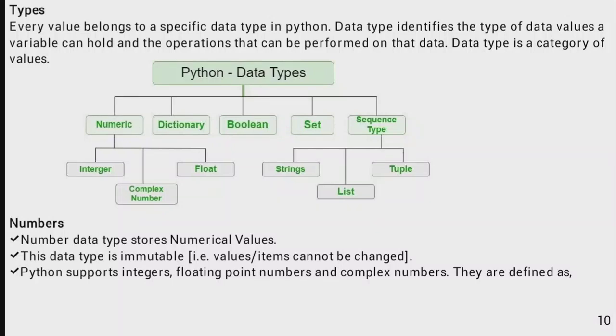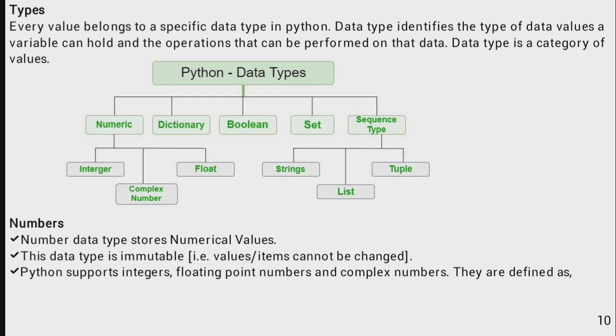Good morning to all. Here we are going to discuss the topic about types of data types. Data types are used to identify the type of data values a variable can hold and the operations that can be performed on the data. A data type is a category of values.